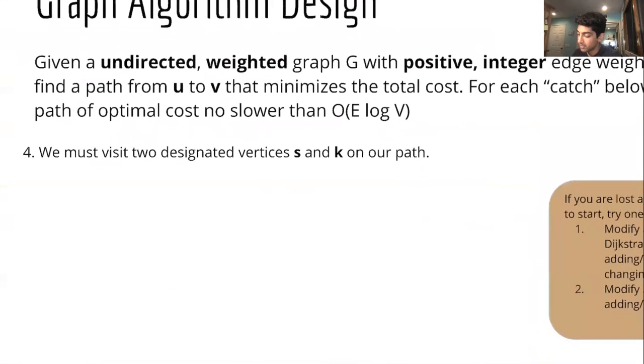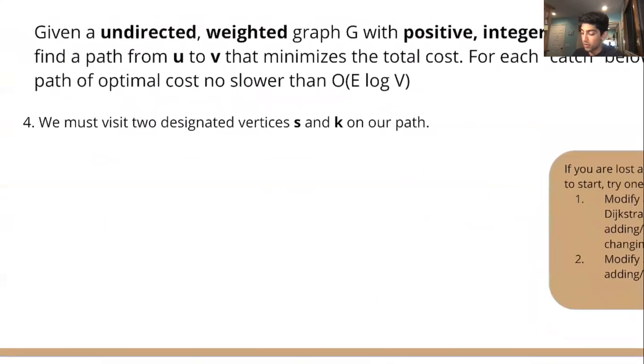Okay. So for this one, now we're trying to get from U to V, and we have to go through vertices S and K. So let's just say that somewhere here there's S, somewhere here that's K. So our path has to go through S, right? This has to hit S and K on the path. Okay.